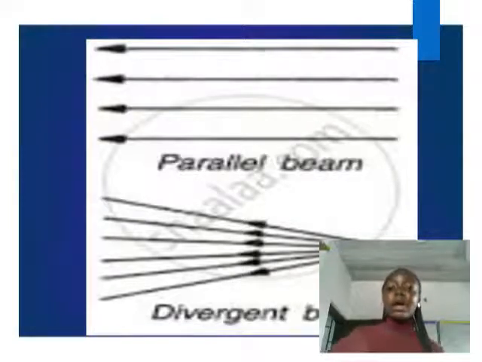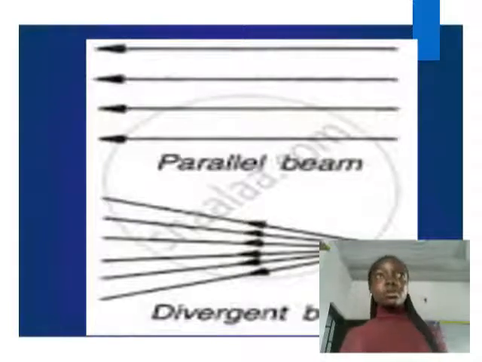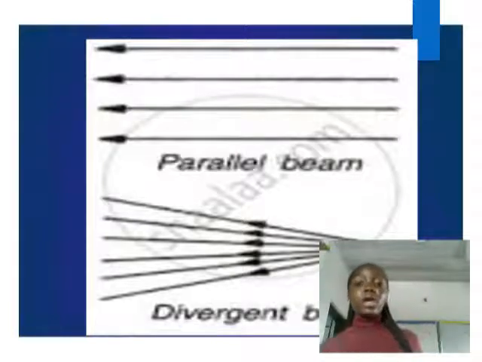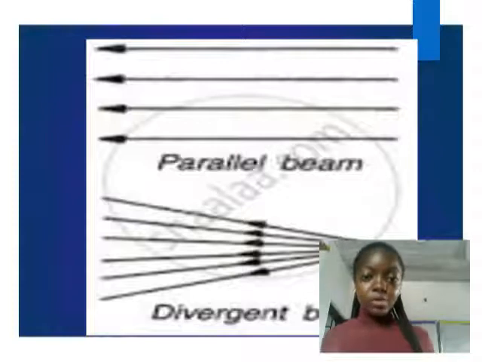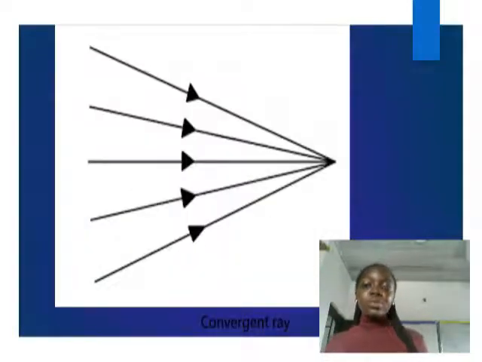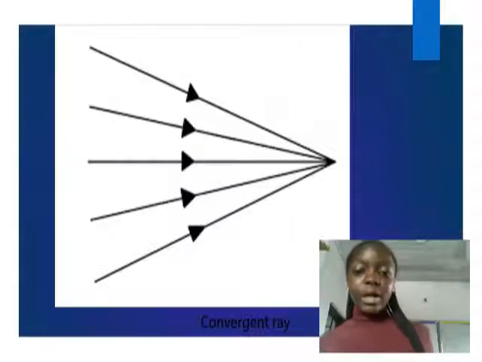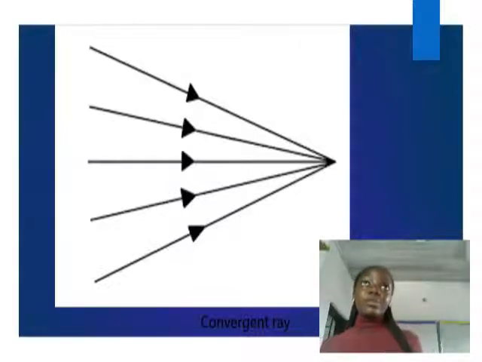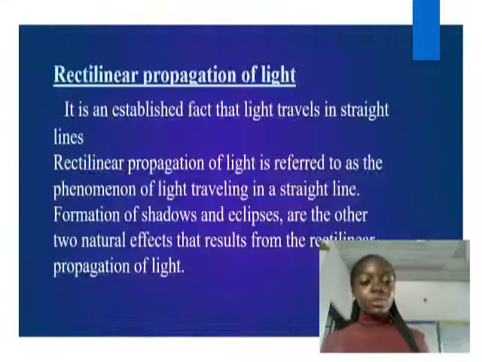Then secondly, we have the divergent beams. This is a beam of light that comes from a particular source and travels in scattered directions along to different areas of a place. Thirdly, we have the convergent rays. These are rays or beams of light that come together from different areas and meet at a particular point. That's why they are called convergent rays.